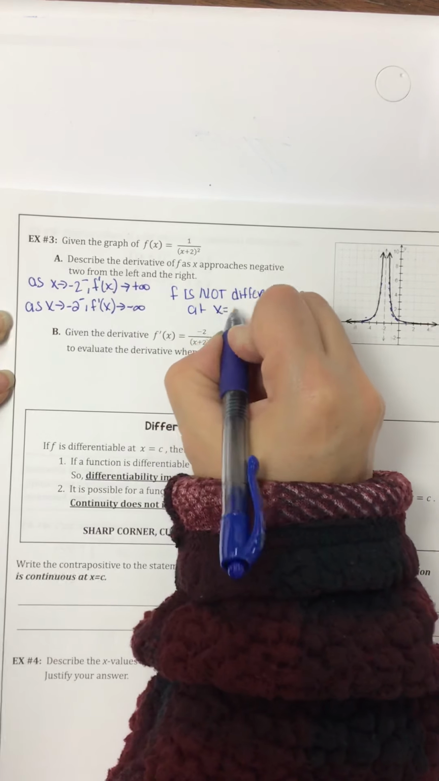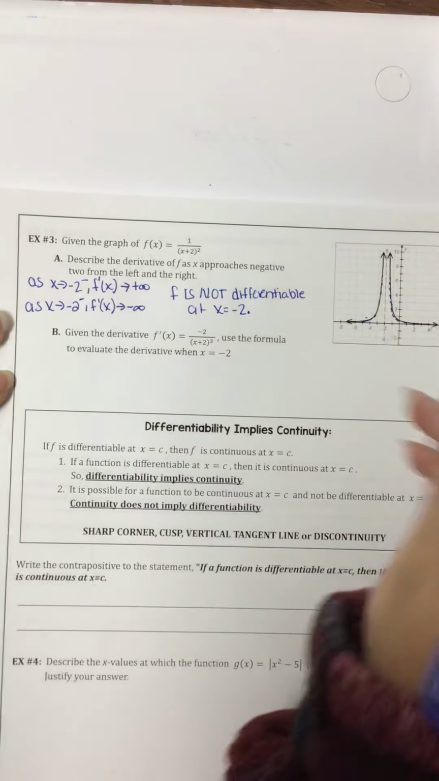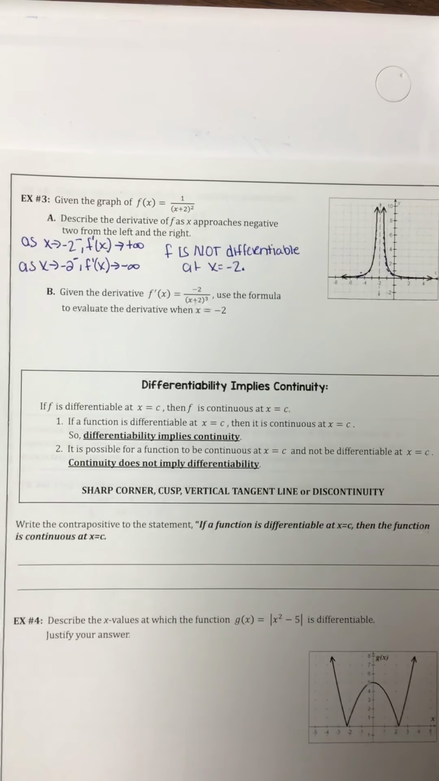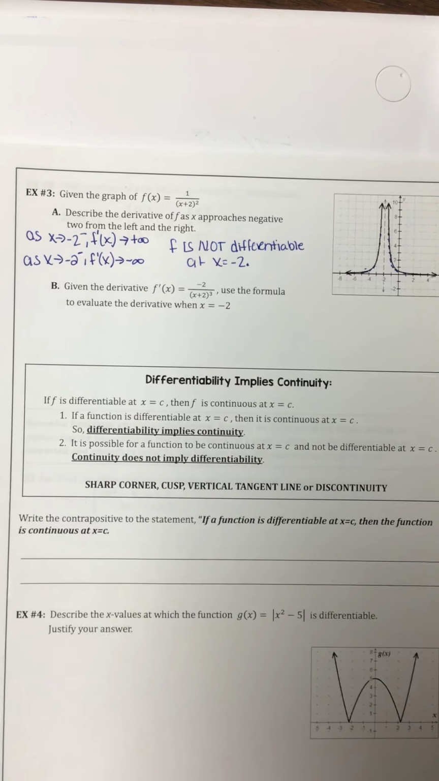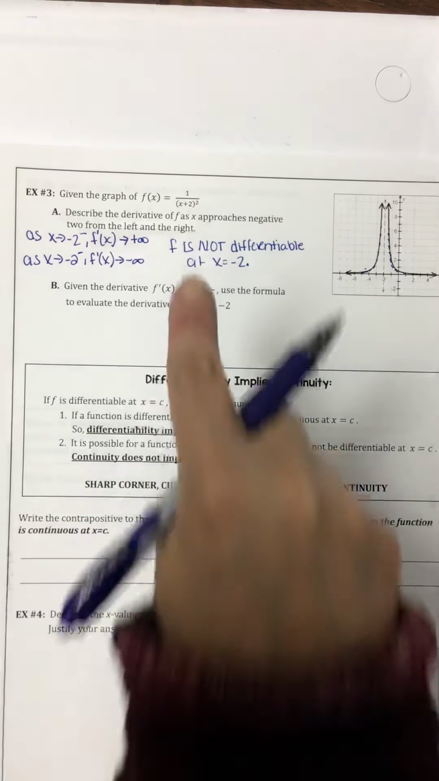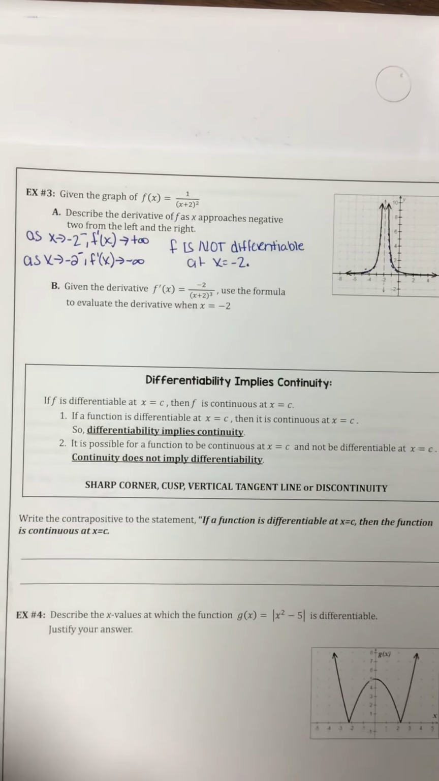At x equals negative 2. Make sense? Part B says, given the derivative f prime of x equals, so it gave us our derivative function. Use the formula to evaluate the derivative when x is negative 2. Well, we're probably going to have to do that from the left and the right, because if you plug in negative 2 there, what happens? You get 0, don't you? Yeah, because negative 2 plus 2 is 0.